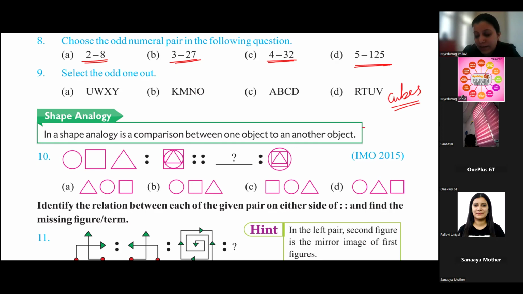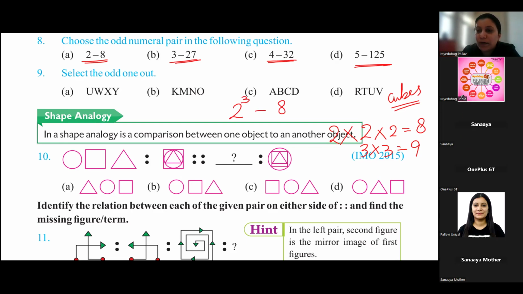Yes, so 2 square means 2 into 2, and 3 square means 3 into 3. Right? So these are called squares. Similarly, cube of a number means a number multiplied by itself 3 times. It gives us the cube of a number. For example, I do 2 multiplied by 2 multiplied by 2. Now what will it become? It will become 8. That means the cube of 2 is 8. And how do we denote cube? We write 3 in the power, 2 to the power 3.